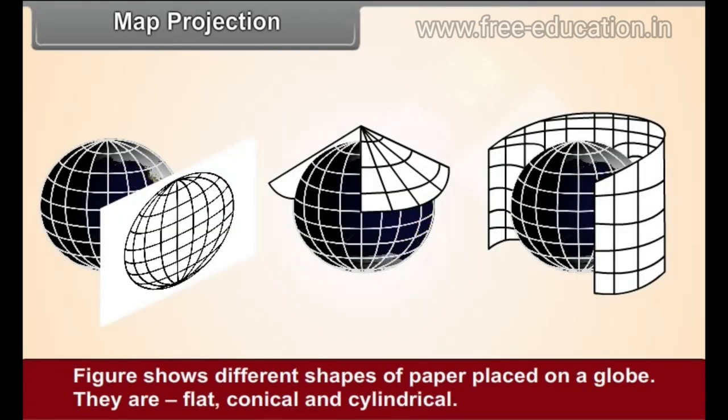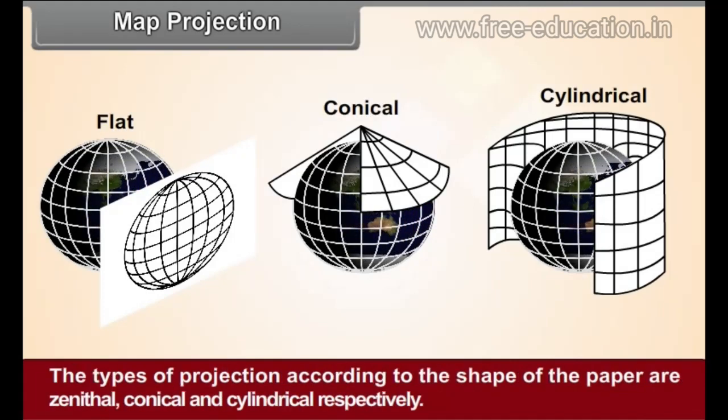Figure 2.1 shows different shapes of paper placed on a globe. They are flat, conical, and cylindrical. The types of projection according to the shape of the paper are zenithal, conical, and cylindrical respectively.